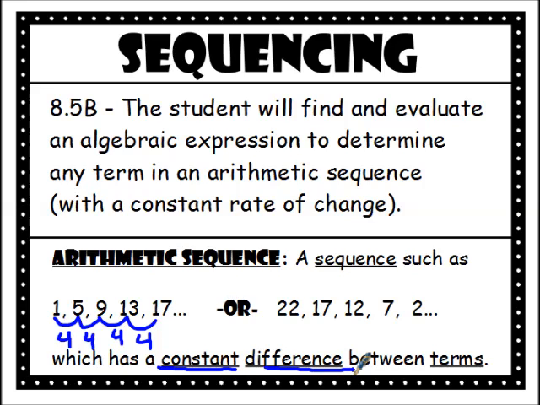How about the next sequence? From 22 to 17, you're going down by how many? 5. From 17 to 12, down by 5. And you're consistently going down by 5. So your constant difference here would be a negative 5. This will be an important part to solving the puzzle.